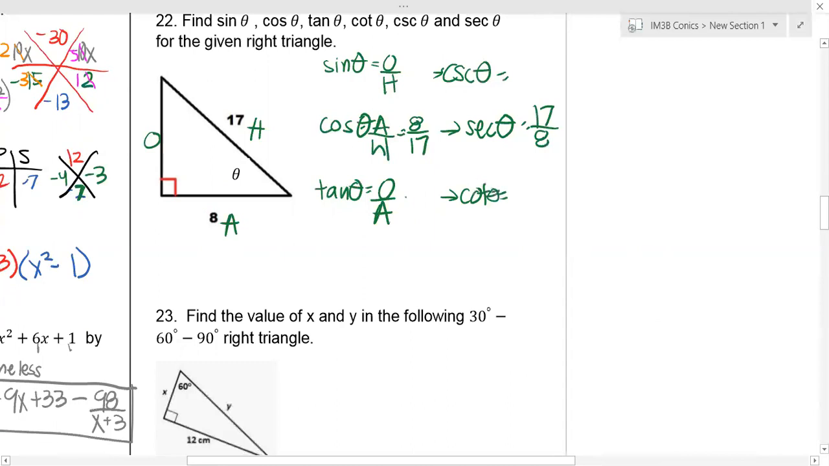Okay, so in order to answer this question for the rest of these, we need to figure out what the opposite side is because we don't know it. To do that, we need to use the Pythagorean theorem. So I'm going to call this x for now. So x squared plus 8 squared is equal to 17 squared.